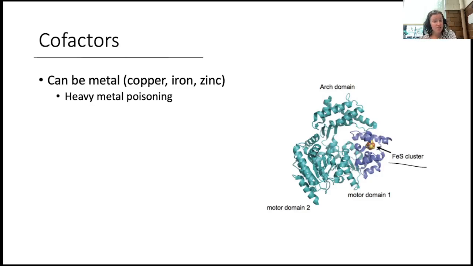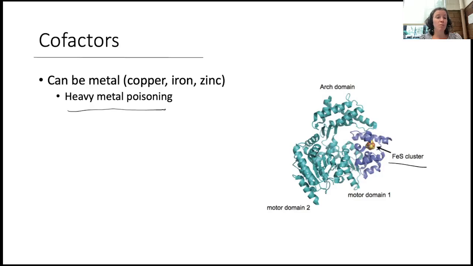Now, because some enzymes require metal ions, this is why, unfortunately, heavy metal poisoning is a thing. When the ions in your enzymes are replaced by other heavy metals that aren't supposed to be there, those enzymes can lose function, resulting in some of the effects of heavy metal poisoning.